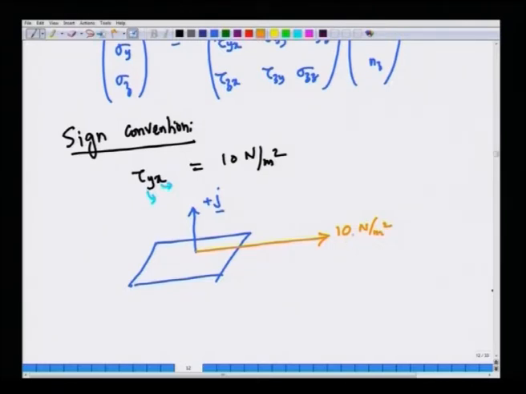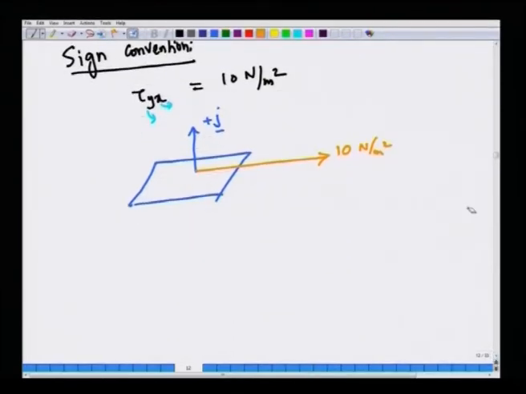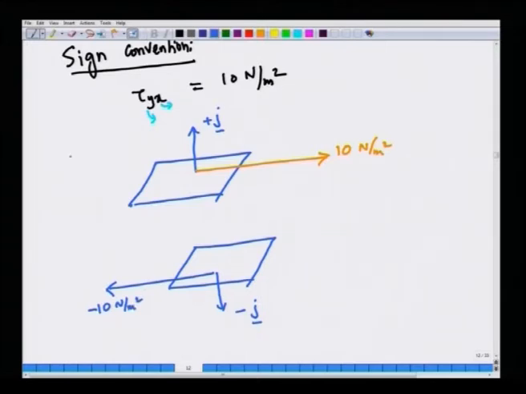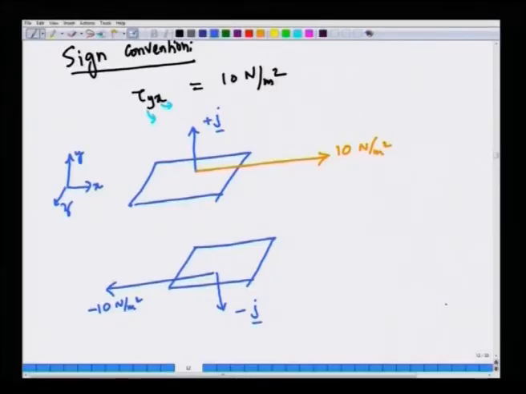Now, it also turns out that if I say tau y x is 10 Newton per meter squared, at the same point you can also construct a surface whose unit normal is in the minus j direction and the force is acting in the negative x direction. So, this is x, y and z. So, if I say tau y x is 10 Newton per meter squared, it either means that a force of plus 10 Newton per meter squared is acting on a surface whose unit normal is in the plus y direction, or it also means that a force of magnitude 10 Newton per meter squared is acting in the minus x direction on a surface whose unit normal is in the minus j direction.